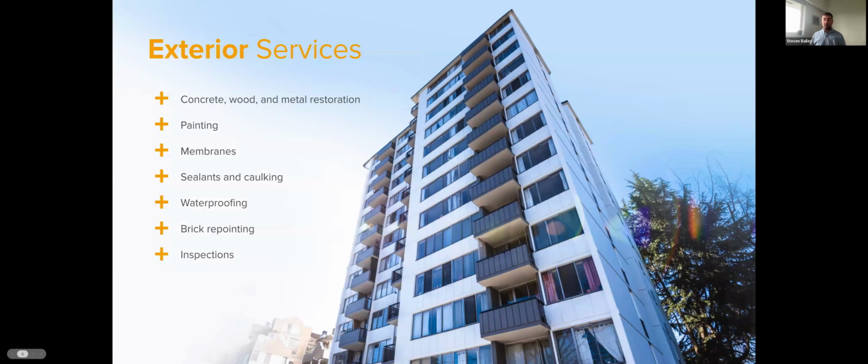So in terms of our exterior services, they really do cover the big ticket items that I would think most of you face when you're doing budget planning for projects that involve envelope restoration. So concrete, wood, metal restoration, commercial painting, membranes for parkades and for balconies, sealants and caulking, waterproofing, brick repointing, and then of course a lot of these services kick off with inspections. So these are just the areas where small problems can turn into big costs if not budgeted for properly.